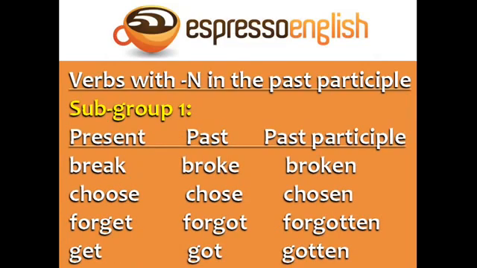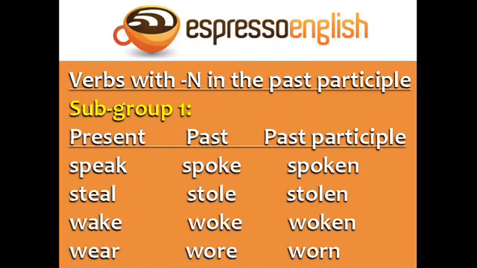Subgroup 1. Break, broke, broken. Choose, chose, chosen. Forget, forgot, forgotten. Get, got, gotten. Speak, spoke, spoken. Steal, stole, stolen. Wake, woke, woken. Wear, wore, worn. In this subgroup, the vowel changes to O in the past and past participle.